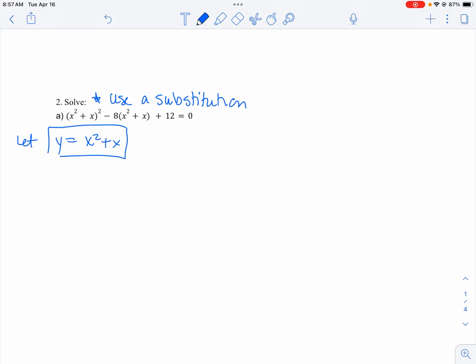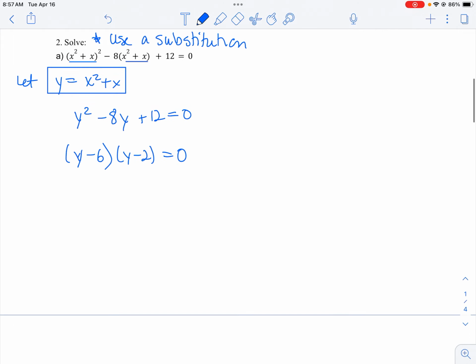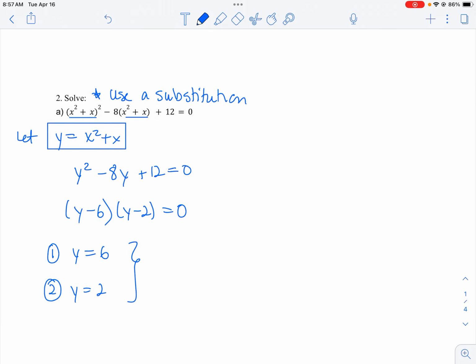Now if I use this as my let statement, I can rewrite my quadratic. This is a quadratic. I have y squared minus 8y plus 12. And now, actually, I think we can factor this one. y minus 6, y minus 2. That's nice. So I know I have two solutions. My first solution is y equals 6. My second solution is y equals 2. But, of course, it's silly that my question involves x and my answer right now involves y. So what I have to do is BS it, back substitute.